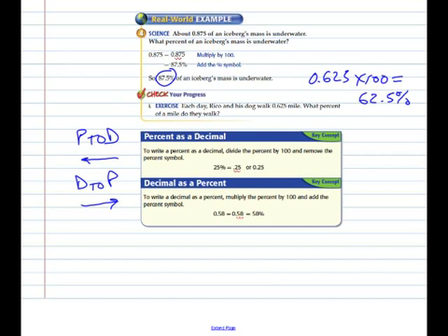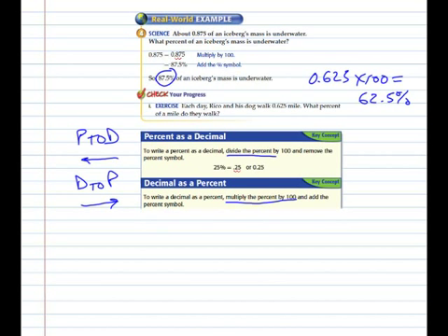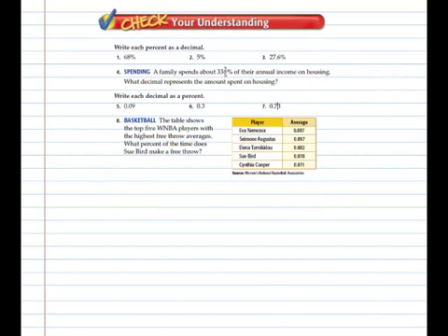When I'm going from D to P in the alphabet, I'm going from left to right, which means to change a decimal to a percent, I'm moving 2 places to the right, because here I'm multiplying by 100, here I'm dividing by 100. D to P, P to D.